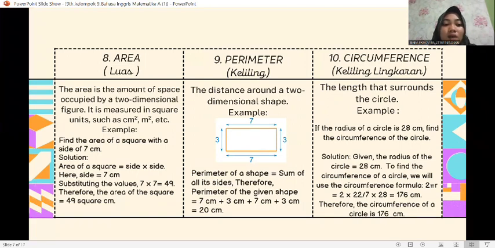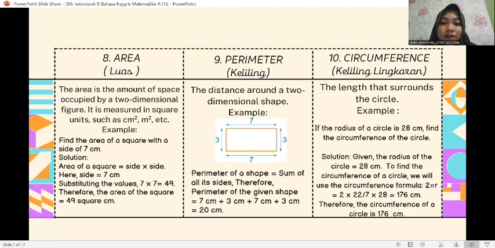Solution, area of square equals sides times sides. Here, we know side is 7 centimeter. Substituting the values. So 7 times 7 equals 49. Therefore, the area of the square equals 49 square centimeter.